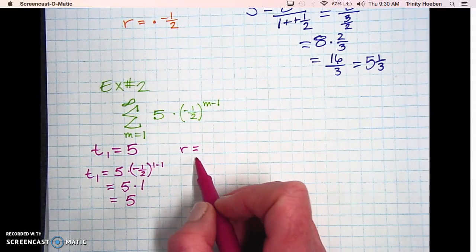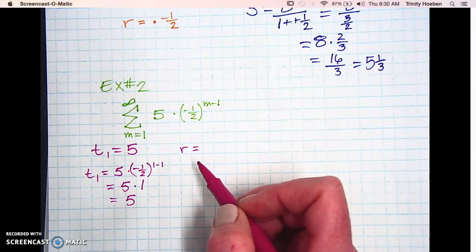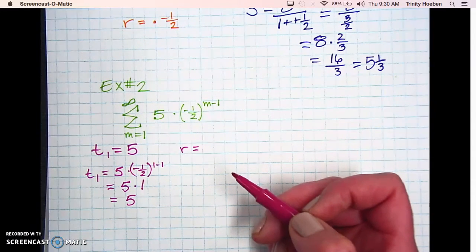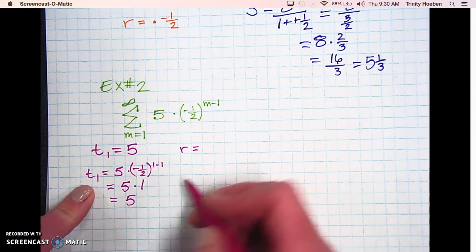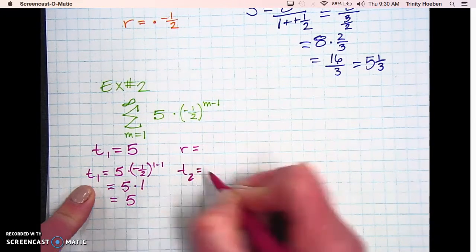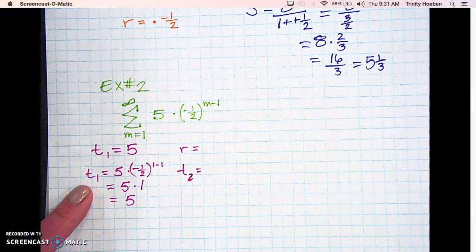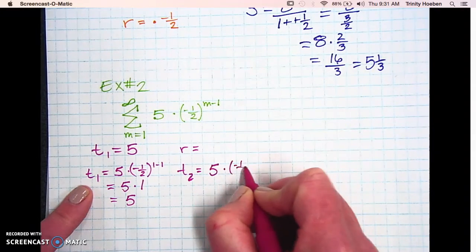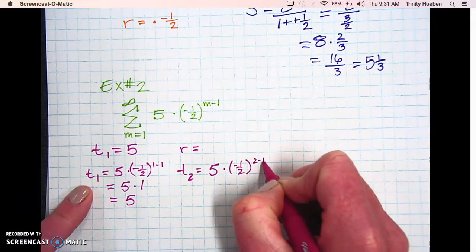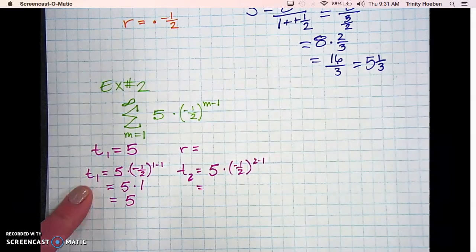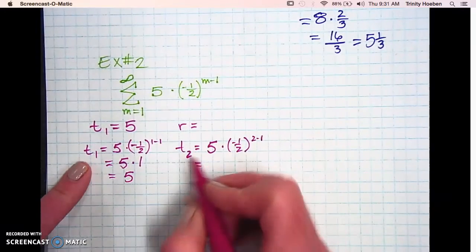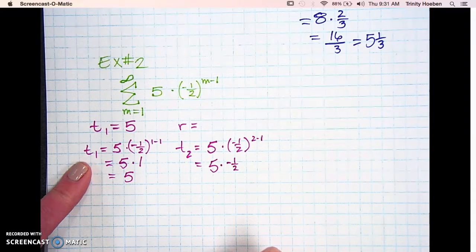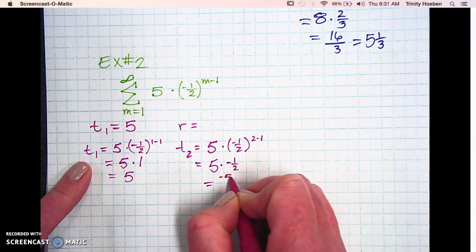Now we need the common ratio. Well, in order to get the common ratio, we need a second number. Okay? So we just did term 1. I'm going to do term 2. You can really pick any. It's just easier to pick term 2, but it's up to you. So I'm going to do 5 times the negative 1/2 to the 2 minus 1. And 2 minus 1 is just 1. So you're going to have 5 times negative 1/2 to the first. And 5 times negative 1/2 is just negative 5/2.